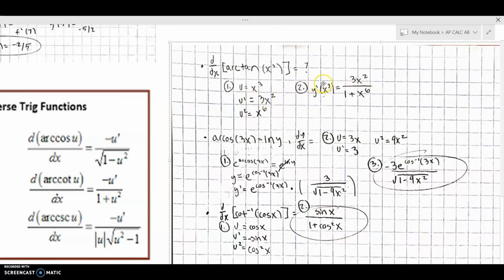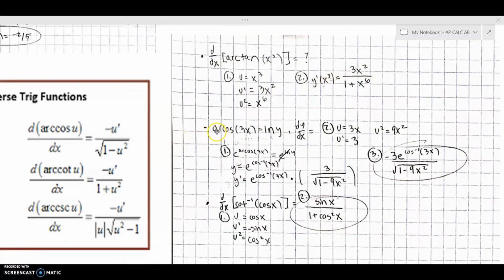That's the derivative of u, right? So we have 3x squared over 1 plus x to the 6th, that being u squared. All you have to do pretty much is identify these two things, and then just plug it into the equation, and you should get this as your result. Pretty simple, right?